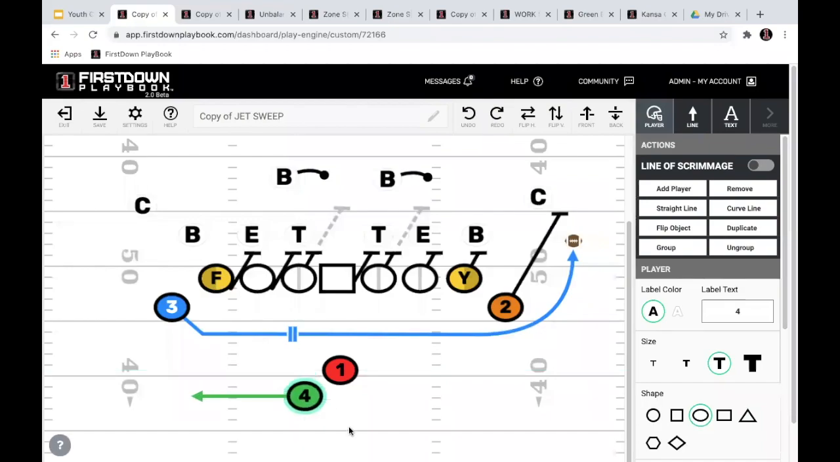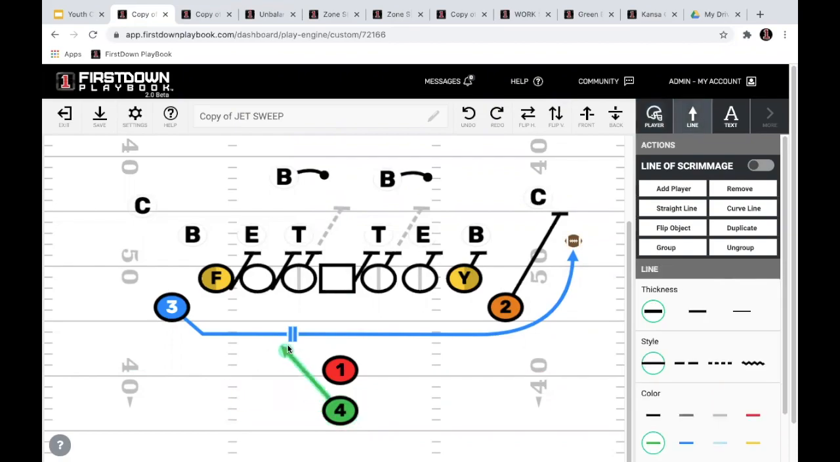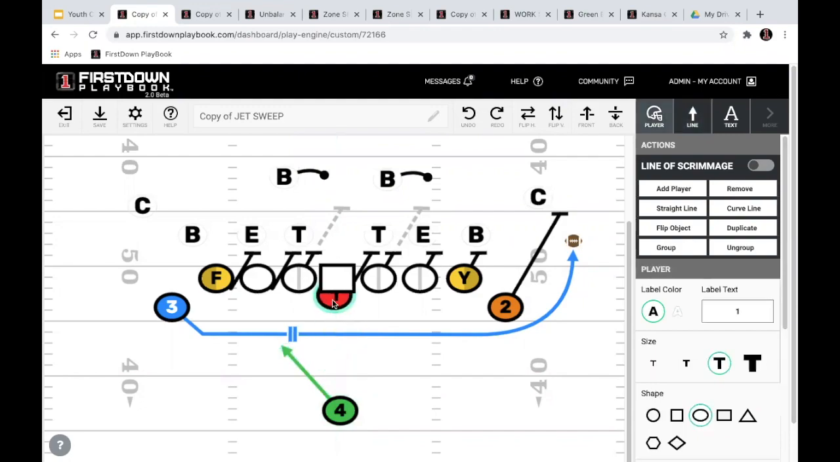So the back is either going to be in the home position, if you don't want to do it in the pistol, and you could still do this. You could still do that, but I don't know if I would. I think I would have the jet runner go first and the 4 back go second. You won't get quite as much pull like you do when the 4 goes first here.